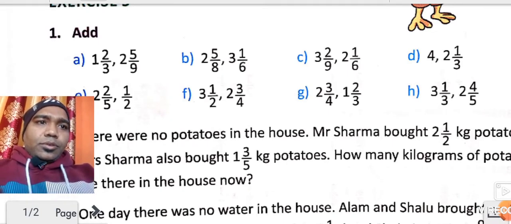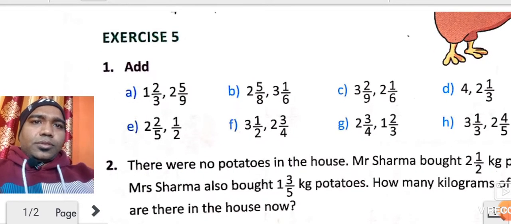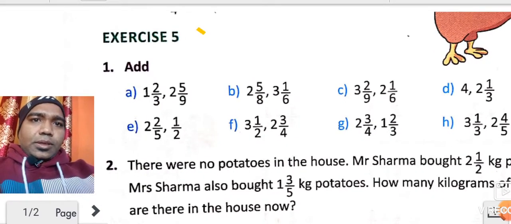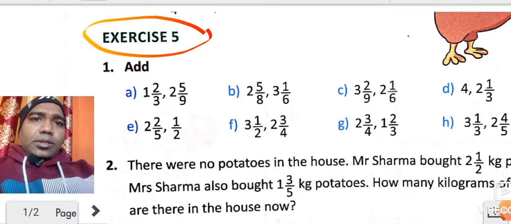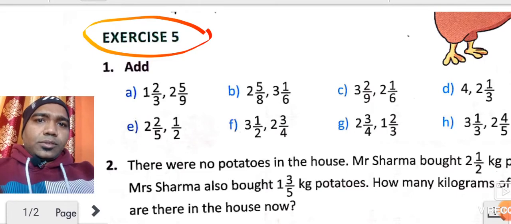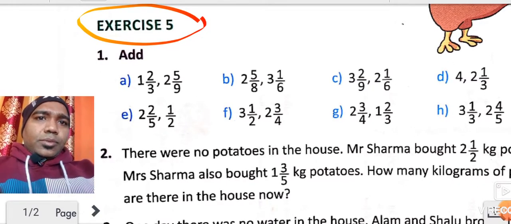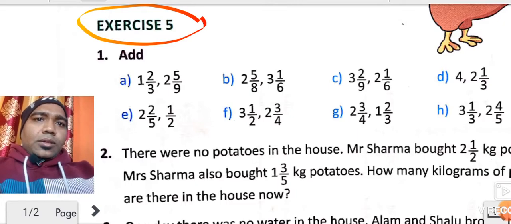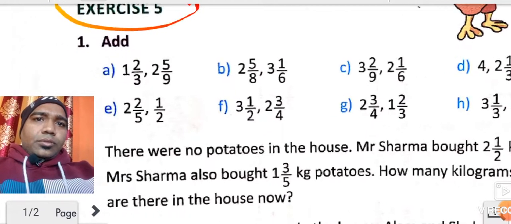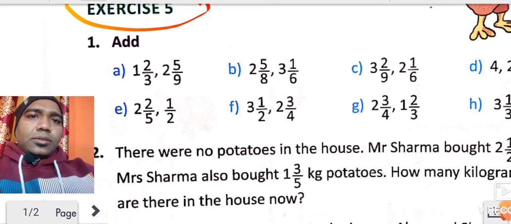So, today I'm going to discuss this exercise 5. As I told you, I'd discuss it in your live Zoom classes, but due to a network issue, I couldn't do that. So, I'm making a video for you. Now, today we are going to discuss this exercise 5, in which you have to add mixed fractions.